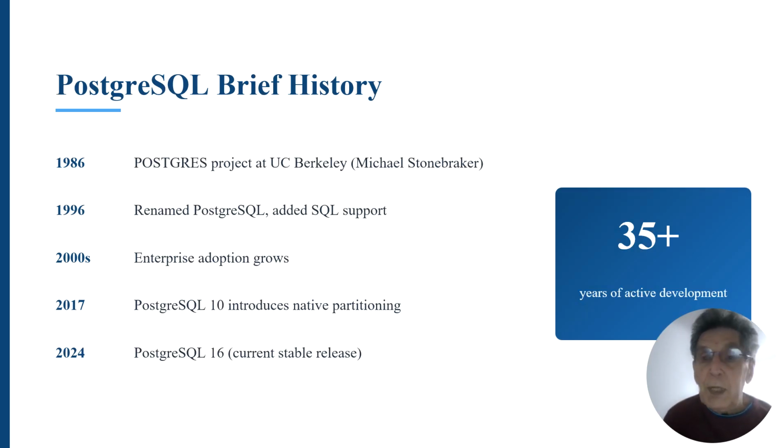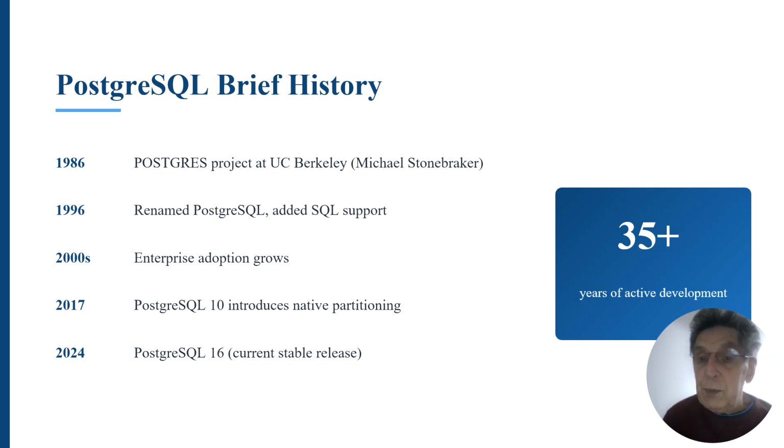Let's give you a quick history lesson. This context will help you understand Postgres' philosophy. In 1986, it started as Postgres at the University of California, Berkeley, under Michael Stonebraker, who was a Turing Award winner, which is a big deal. It's like the Nobel Prize in computing. The name means post-Ingres. Ingres was a big database at the time. It was a big database project.